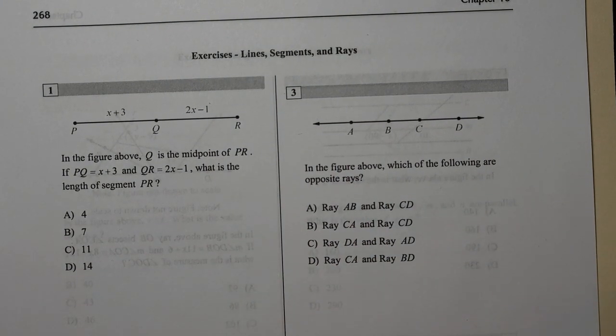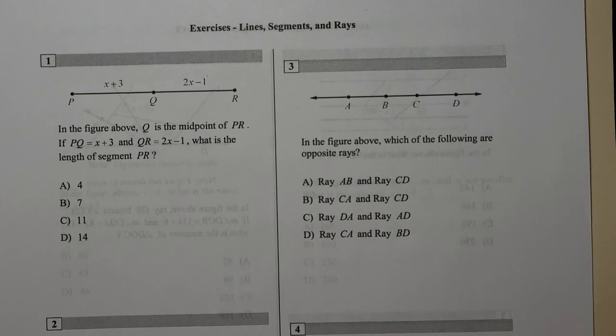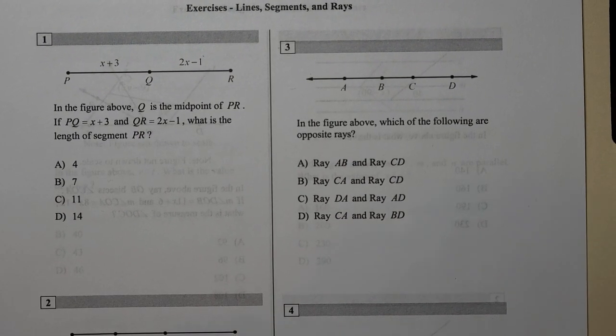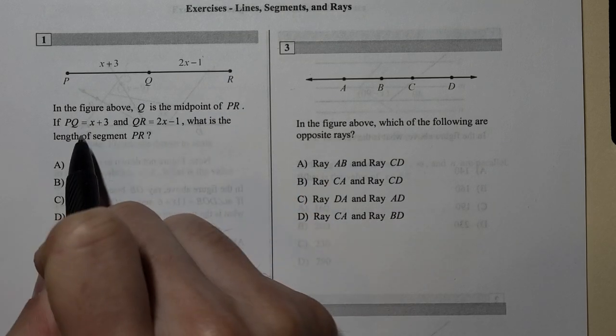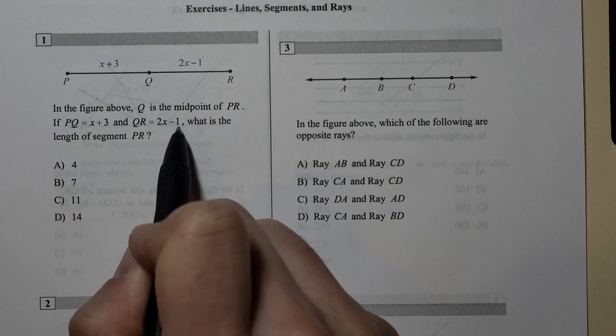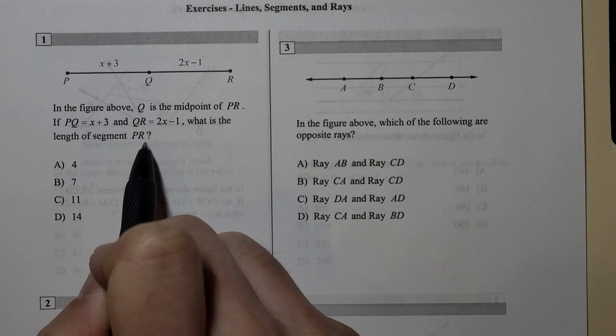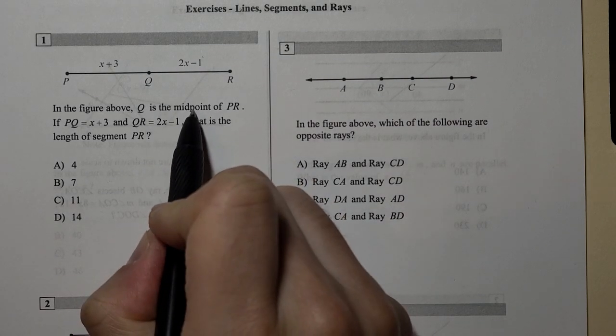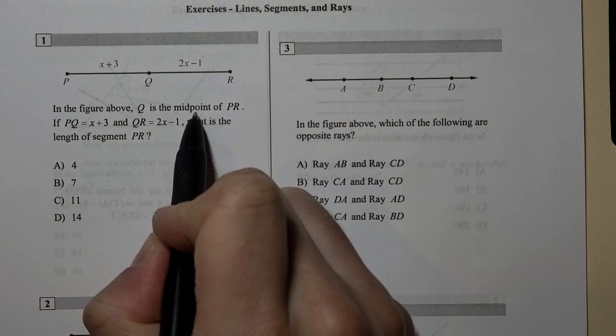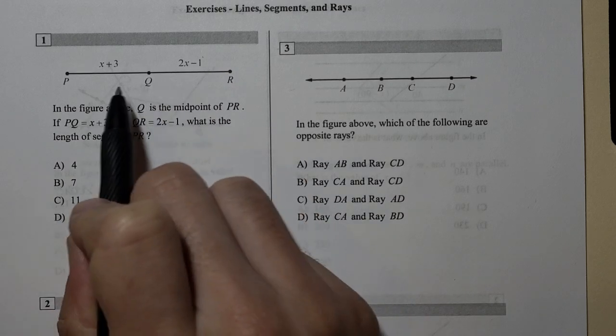There might be some other topics that come up, so I'll address them when they appear in the problem if they do, okay? In the figure above, Q is the midpoint of PR. If PQ is x plus 3, QR is 2x minus 1, what's the length of segment PR? So as always, you should try this first yourself before watching me solve the problem and seeing what the solution is. Okay? Midpoint just means it divides it in half of equal length, two equal lengths.